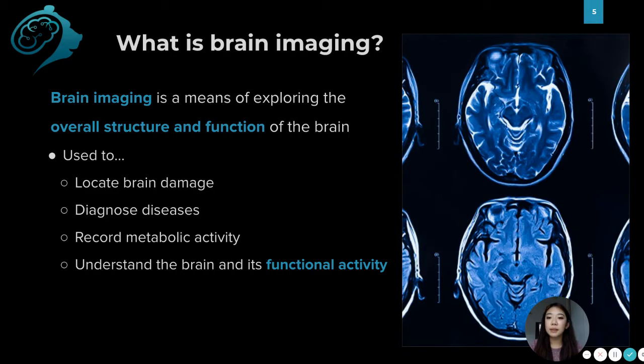So starting with brain imaging, brain imaging is a means of exploring the overall structure and function of the brain. So not only visualizing specific brain regions, but also the connections and activity between them. This is used to locate brain damage, diagnose diseases, record metabolic activity, and understand the brain and its functional activities, which is what fMRI focuses on.